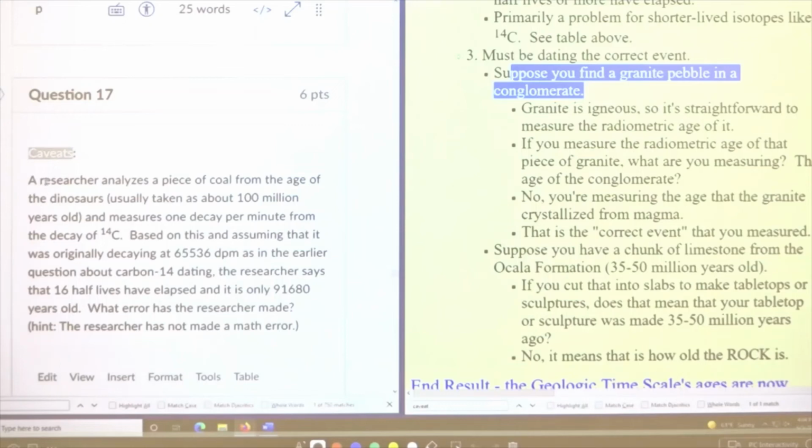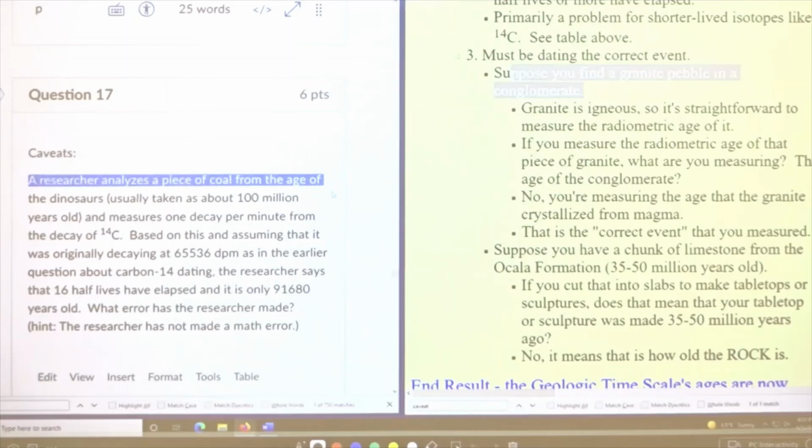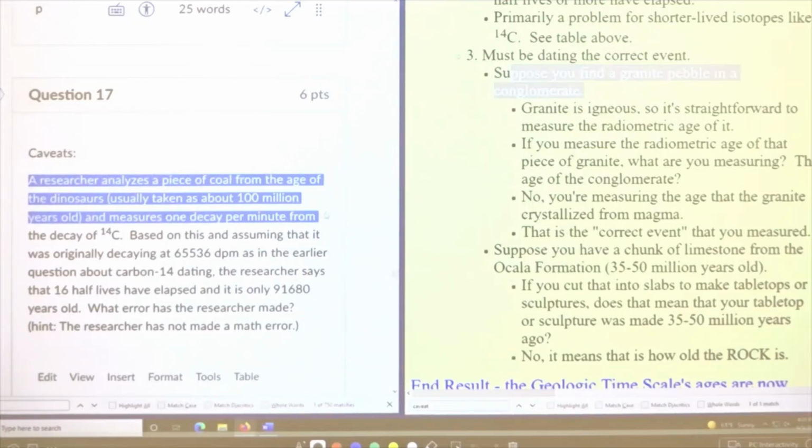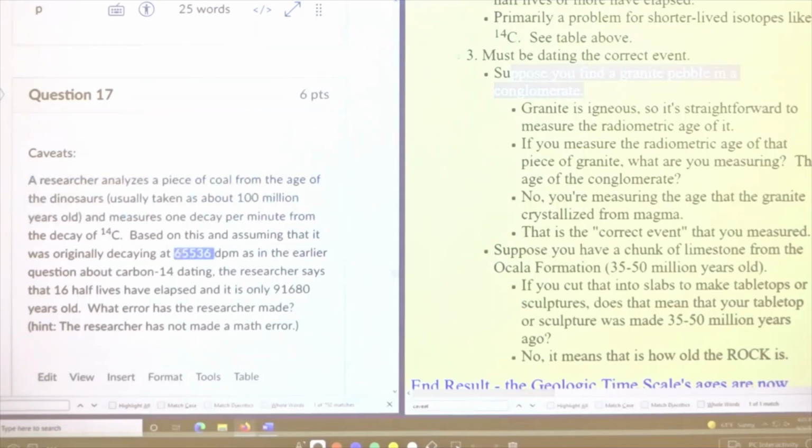So, as an example, we have here a researcher analyzes a piece of coal from the age of the dinosaurs. We know dinosaurs lived from about 250 to about 65 million years ago. So I'm saying roughly 100 million years. Okay? Suppose a researcher takes that and measures the decay rate of carbon-14 and gets 1 decay per minute. Remember that we said for that earlier problem that carbon-14 decayed at, we're assuming, 65,536 decays per minute.